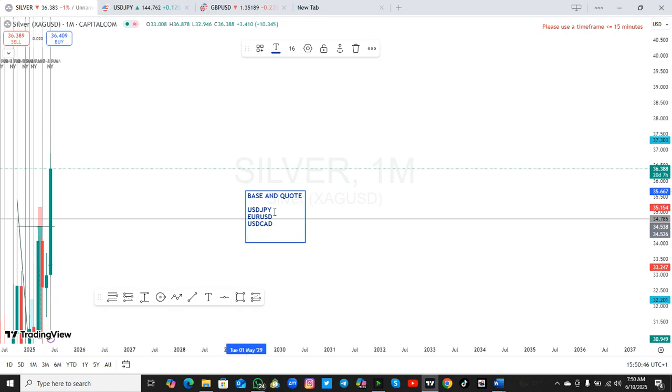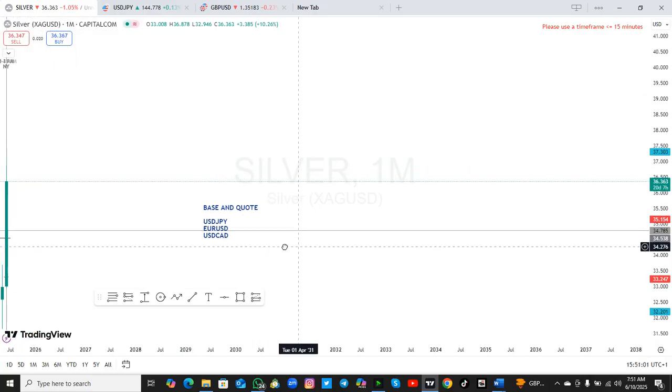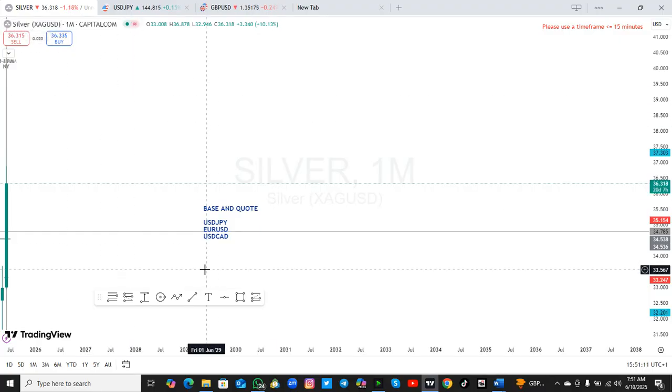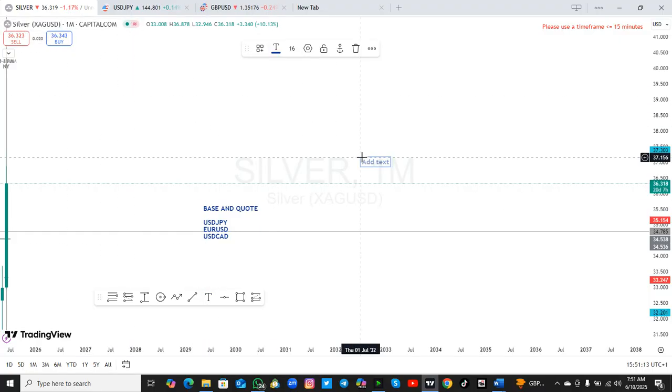So when you enter your chart, like this chart you're seeing here, you can see XAG USD. XAG is the base, while USD is the quote. This is what we call silver US dollar. So now when you enter into this chart, the base is always one, while the quote is any amount you're seeing.